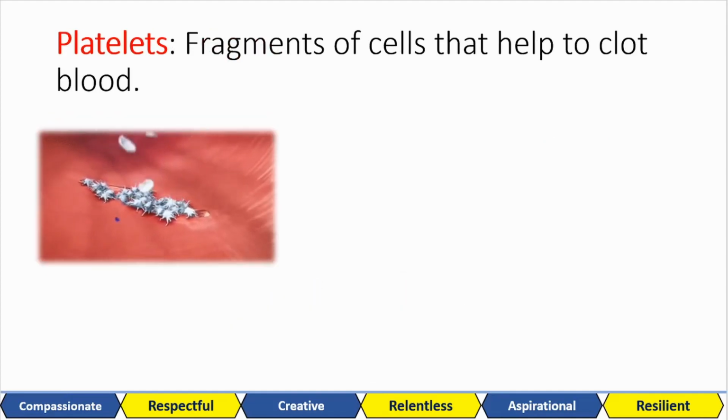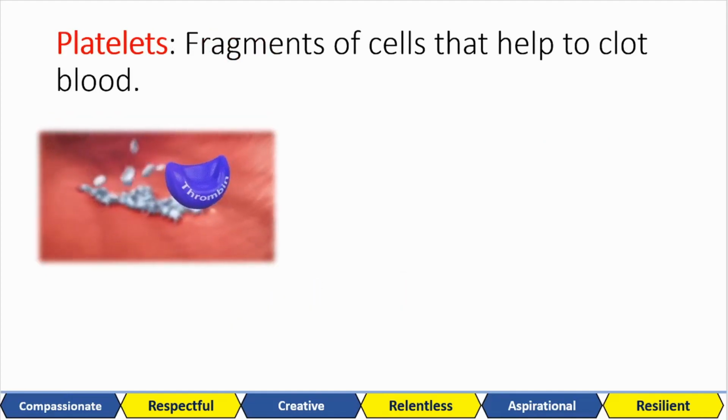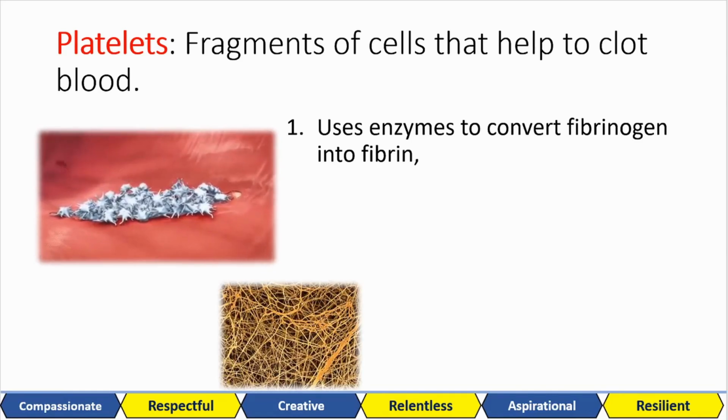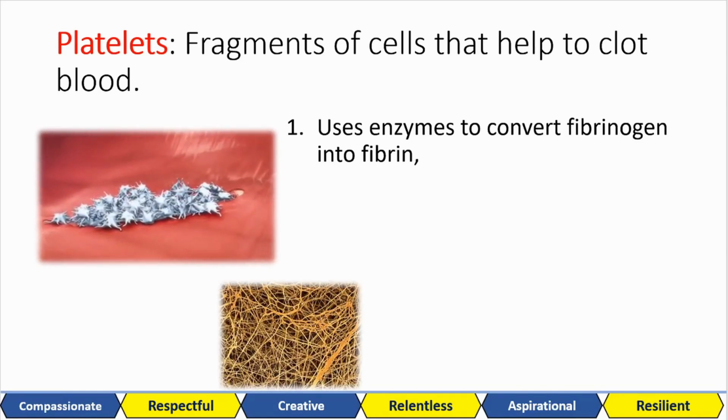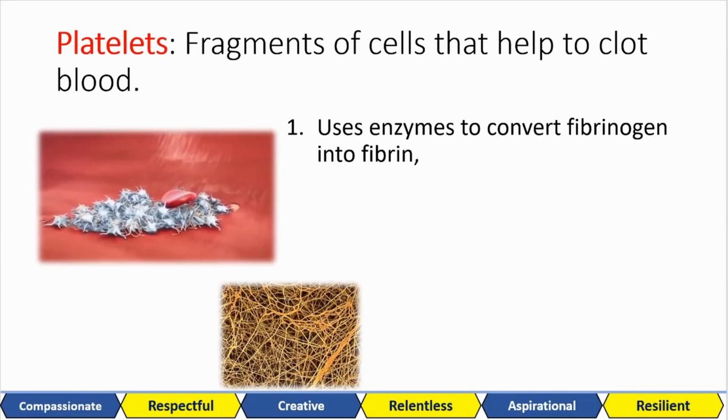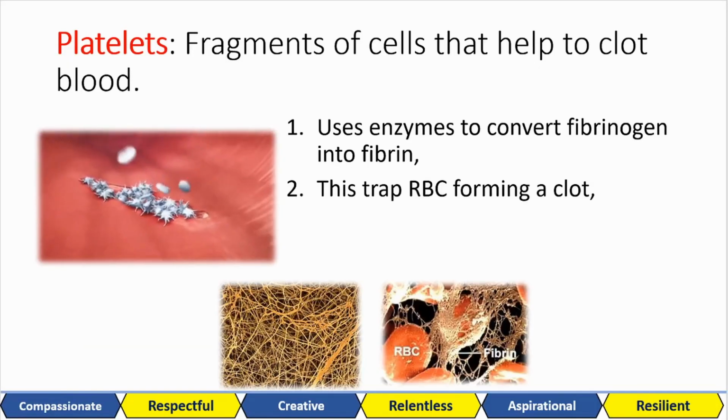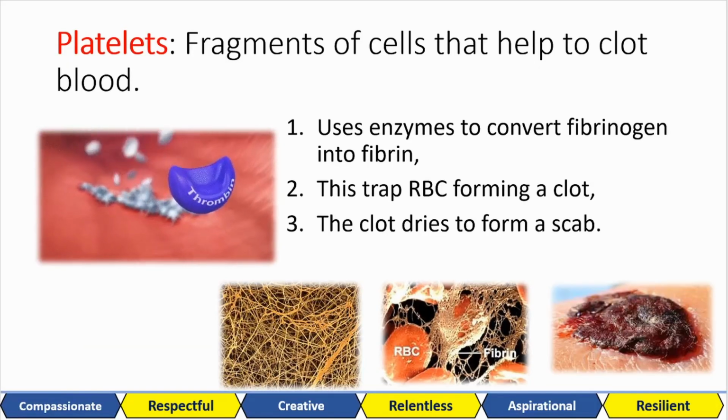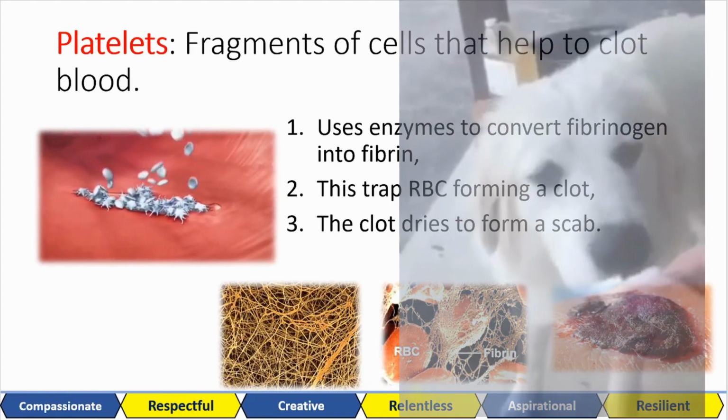Finally, we have platelets, which are cell fragments that help to clot blood. They use enzymes to convert fibrinogen into fibrin, which is a fibrous protein. This traps red blood cells, forming a clot. When the clot dries, it forms a scab.